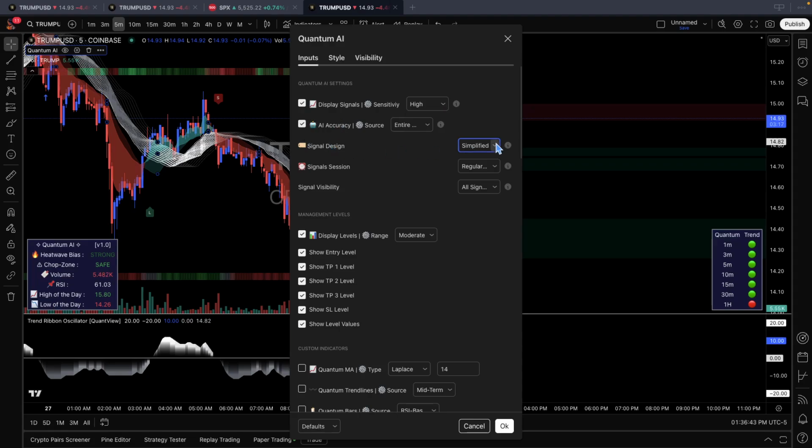Now the signal design. You can go standard, which you watch what you'll see here in a second, to say short or long, simplified, which is just going to say S or L. Sensitivity, which is going to basically base it off of the AI's confidence level, I guess. So, I mean, you might as well use that one. I don't know. Signal sessions, regular trading hours, and then you can choose to see recent or all signals. I just leave all of them on.